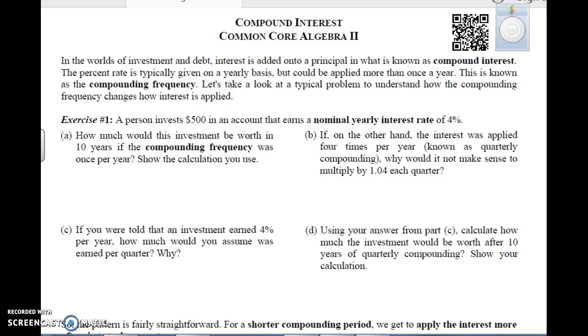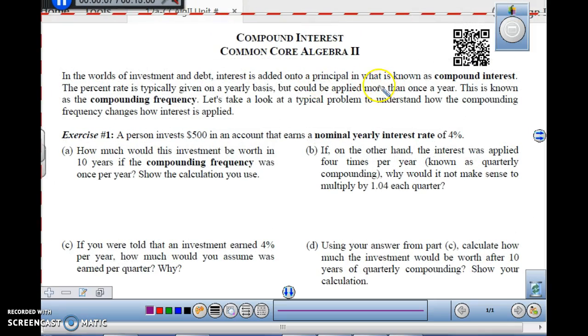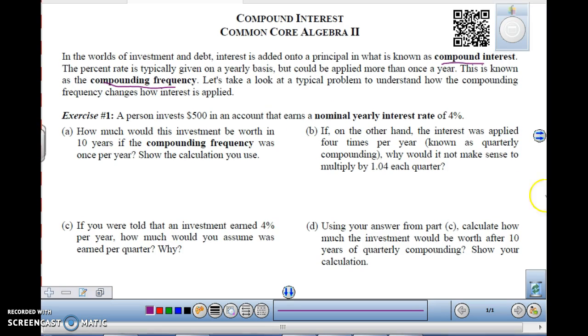This is Algebra 2, Unit 4, Lesson 13 on compound interest. In the world of investment and debt, interest is added onto a principal in what is known as compound interest. The percent rate is typically given on a yearly basis, but could be applied more than once a year. This is known as the compounding frequency. So let's take a look at a typical problem to understand how the compounding frequency changes how interest is applied.